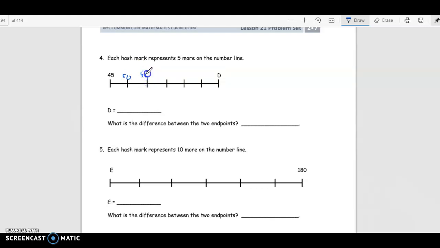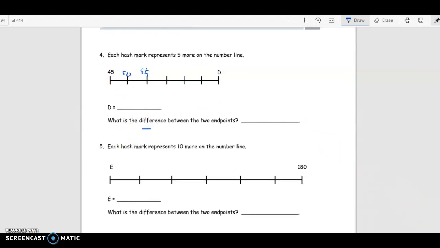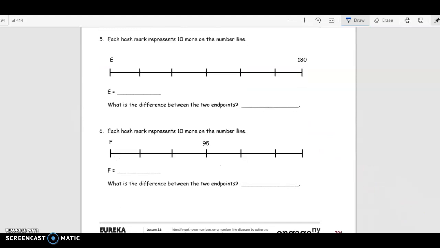And then it wants to know the difference between the two endpoints. We know difference means subtract. So the higher number minus the lower number. And number 5 and 6 are the same.